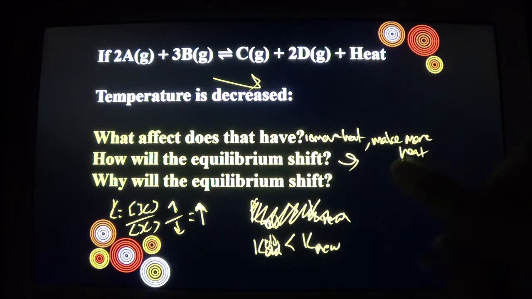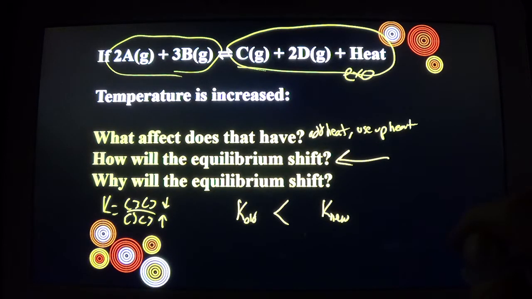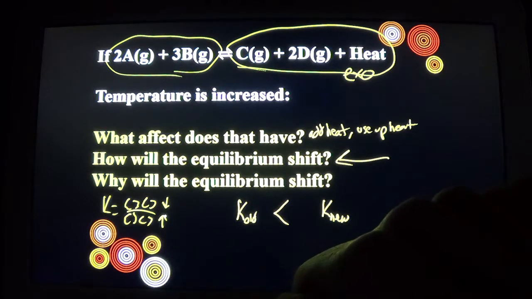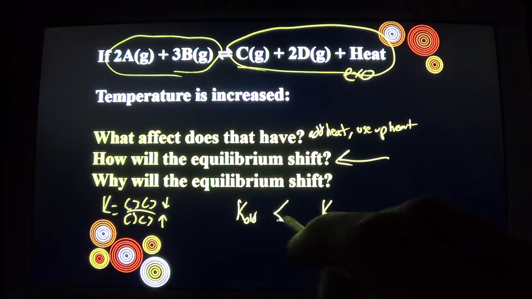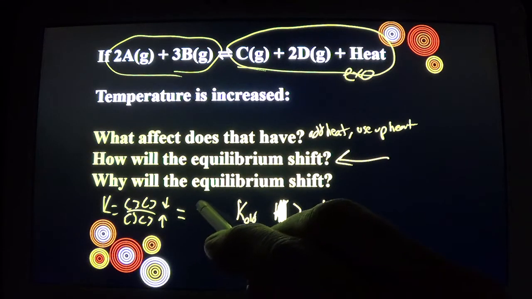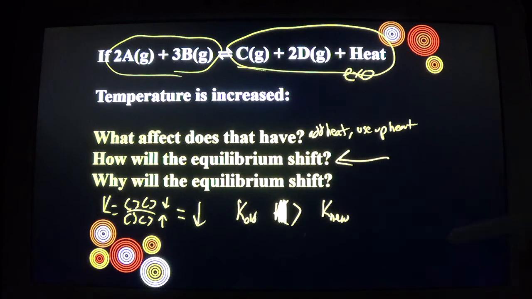More products, less reactants. That makes me wonder about the previous one. K new, absolutely. Wow, I did that one wrong. What do you know? K new is going to be less than. I don't know why I saw that and thought it would not be a smaller number. K new is going to be less than K old was.